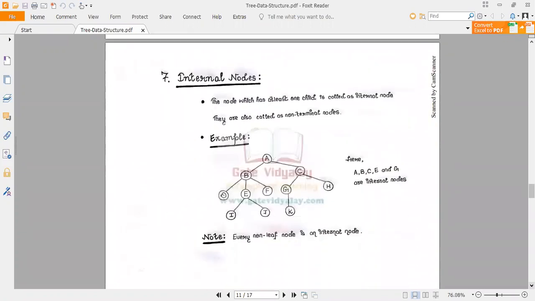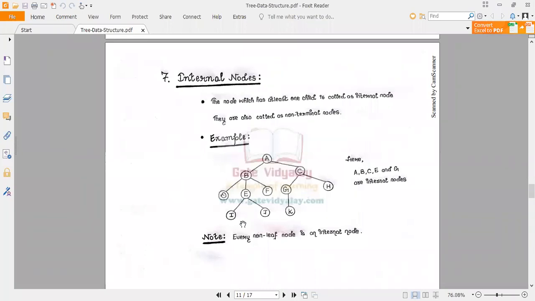Next we have internal nodes. Now what are the internal nodes of a tree? Any node which has at least one child is called an internal node. They are also called non-terminal nodes because they are not the edge of the tree. So what is the edge? The root node and the leaf node. The rest are all considered internal nodes.